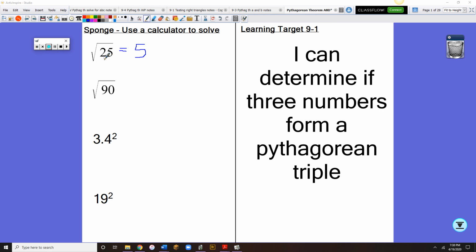Okay, so the square root of 25 is 5, and that's kind of an easy one because 5 times 5 is 25. Square root of 90, you really have to have a calculator for that because there's no number that you multiply by itself to get 90. The square root of 90 comes out a really big long decimal, 9.48683, and so on. We're going to always be rounding our answers to the nearest tenth for this chapter, so I'm going to round it to 9.5.